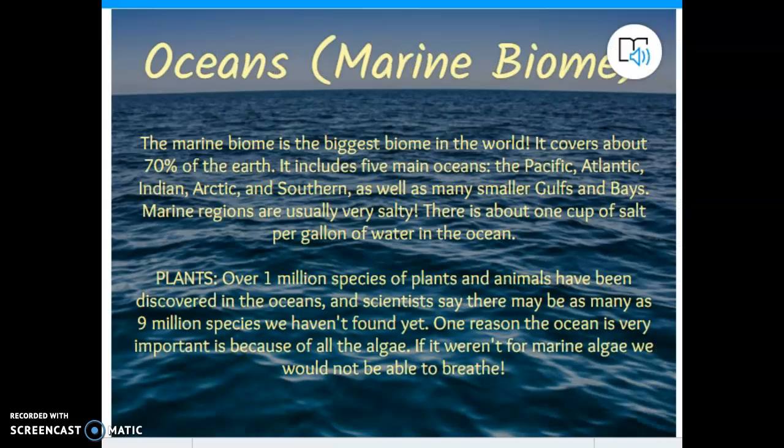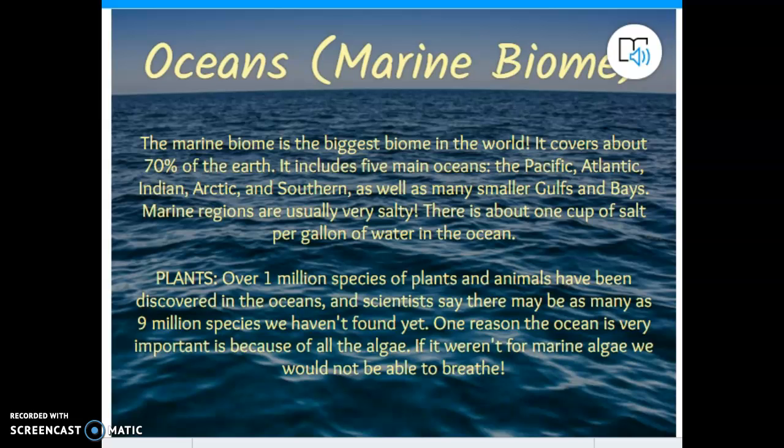As we mentioned, not only are the oceans the biggest biome, and it covers roughly 70 to 75% of the earth, it is extremely salty. There's about 1 cup of salt per gallon in the ocean, and that's a lot of salt. There are over 1 million species of plants and animals discovered in the oceans, and scientists think there may be 9 million more we haven't even discovered yet.